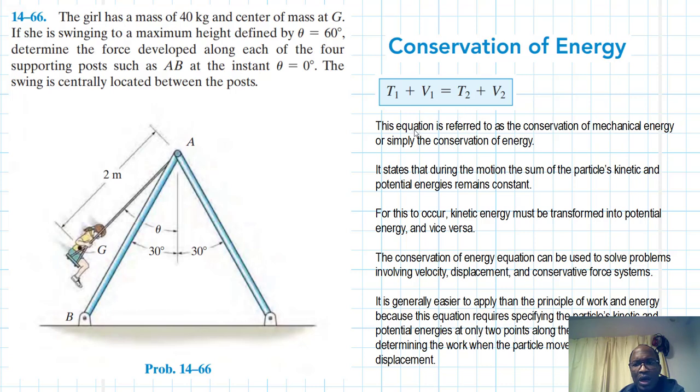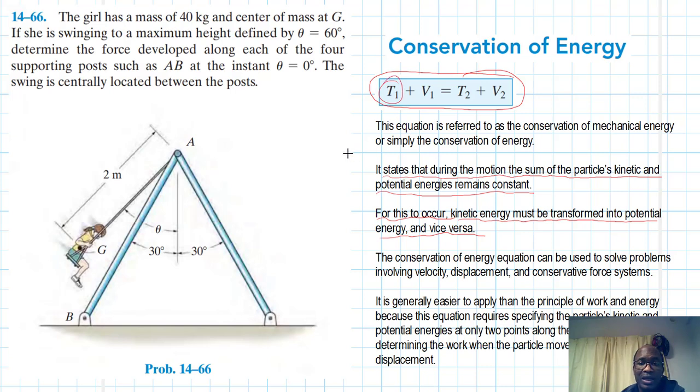Conservation of energy states that during the motion, the sum of the particles' kinetic and potential energy remains constant. And for this to occur, the kinetic energy must be transformed into potential energy and vice versa. And we can express this conservation of energy using this particular equation. All right, so we have T1 plus V1 equal to T2 plus V2.